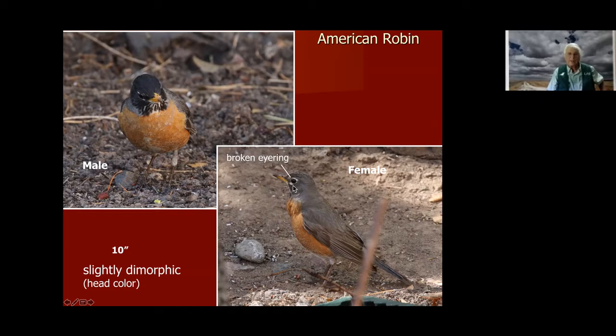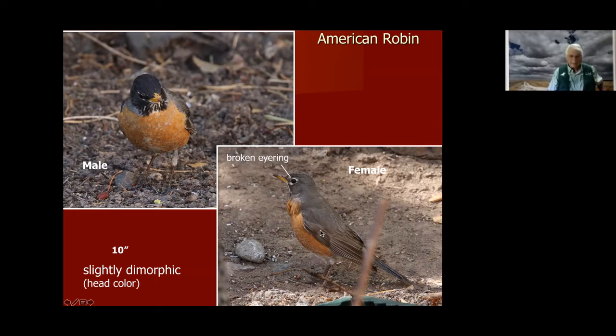And this is another topographical feature called a broken eye ring. If a ring of color goes completely around the eye, we call it an eye ring. But if it doesn't go all the way around like this, we call it a broken or incomplete eye ring. So American robins have a broken eye ring.